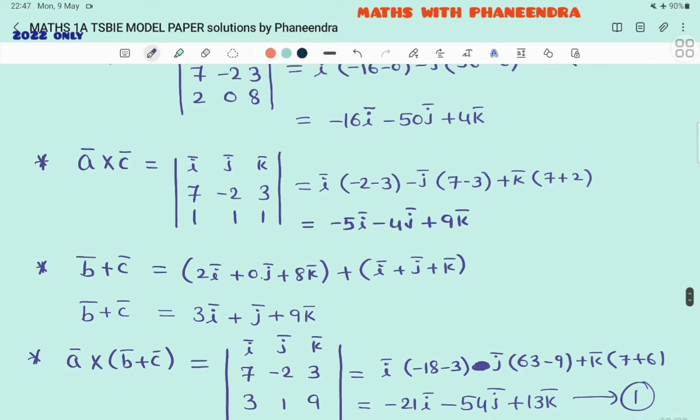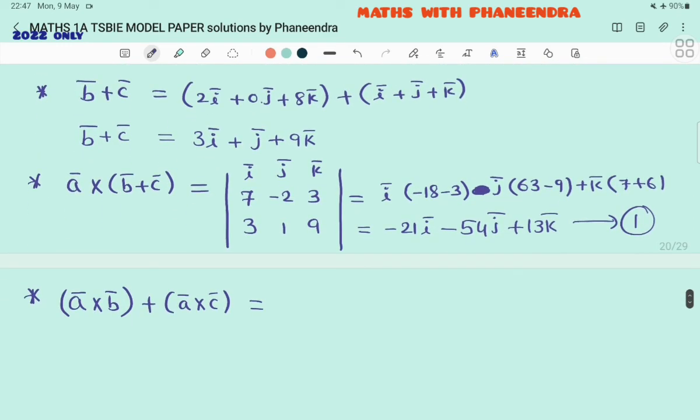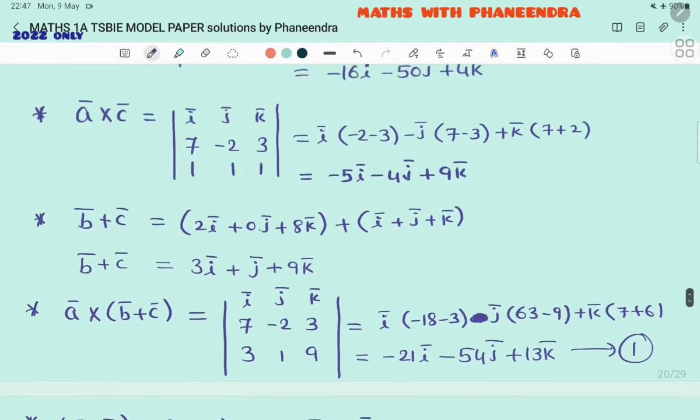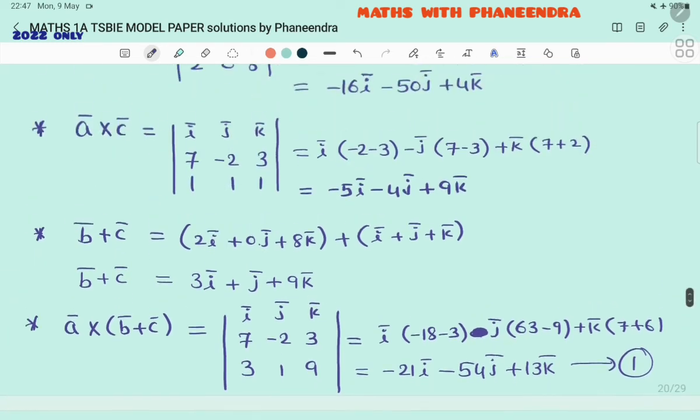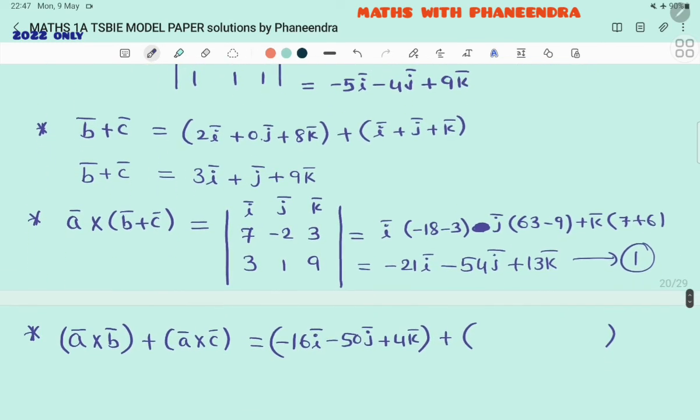A bar cross B bar value is what? -16i minus 50j plus 4k, plus A bar cross C bar. A bar cross C bar is -5i minus 4j plus 9k. So minus 16i minus 5i is minus 21i, minus 50 minus 4 is minus 54j, plus 4 plus 9 is 13k.